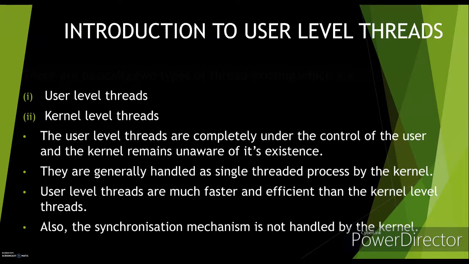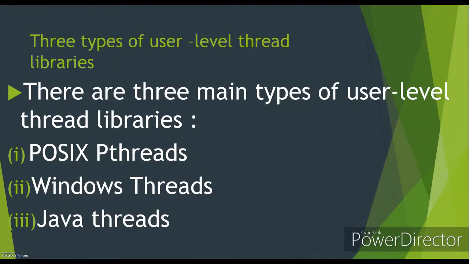User level threads are generally much faster and efficient than the kernel level threads, given their user compatibility. Also, the synchronization mechanism is not handled by the kernel. So there are three main types of user level threads. First is POSIX-P threads, second is Windows threads, and third is Java threads.